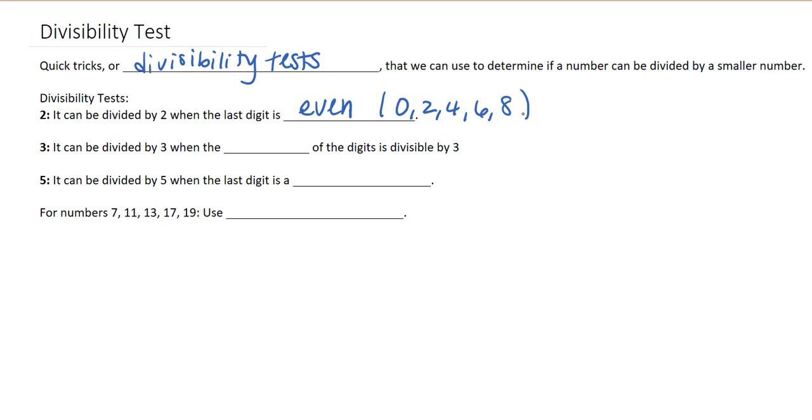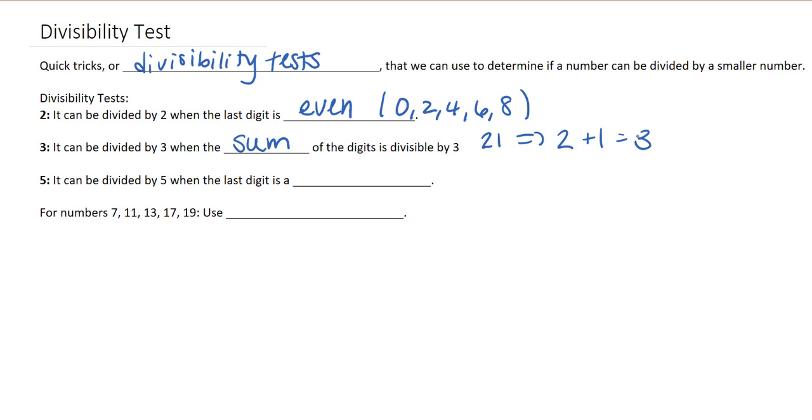Now 3. It can be divided by 3 when the sum of the digits is divisible by 3. An example would be 21. We go 2 plus 1, because we're adding up the digits of the number 21. So that's 3. Now 3 can be divided by 3, because that would just be 1. So that's a nice trick.